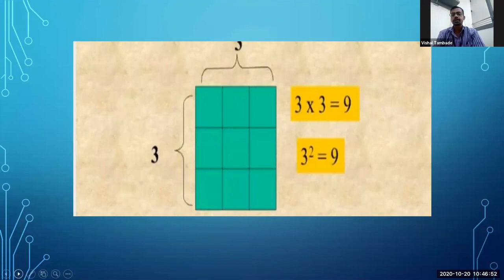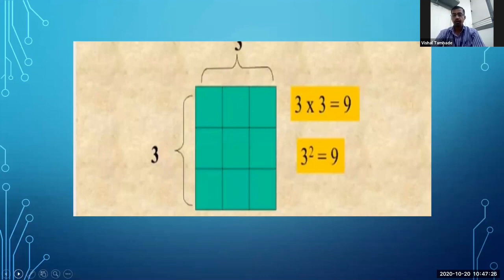In this diagram, we multiply 3 by 3, meaning 3 multiplied by itself 2 times. We can write it in index form as 3 raised to the power 2, because we multiply 3 2 times. If we multiply 3 3 times, then we write 3 raised to the power 3. If we multiply 3 4 times, then we write 3 raised to the power 4.